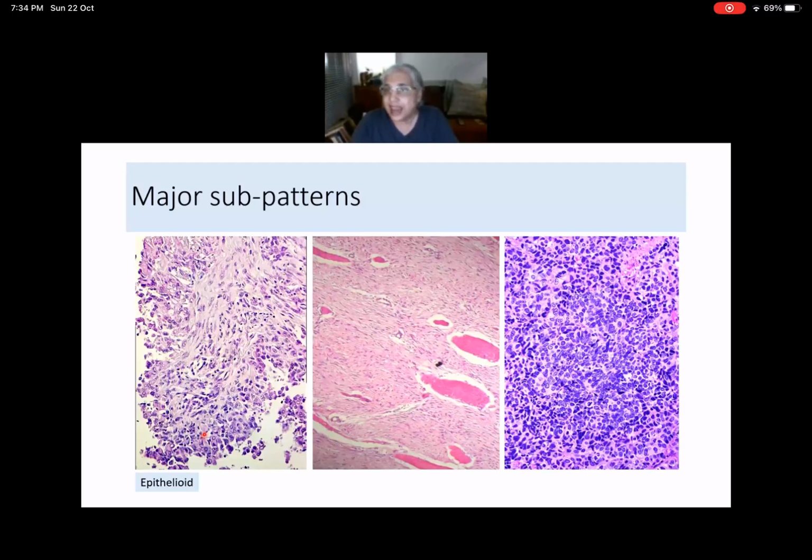Spindle or stellate cells form a mesenchymal pattern, and that mesenchymal pattern may be seen in any lesion. It can be tumorous, it can be scar, it can even be a carcinoma. Okay? Have you got that?